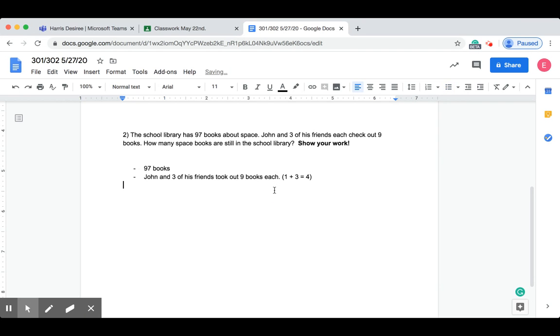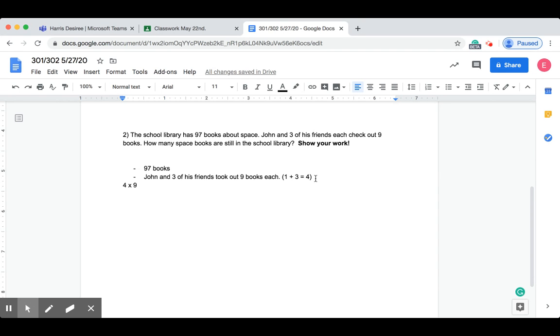And I know that they each took out 9 books. So when we see the word each, we know that all of them took out 9 books separately. So if 4 of them took out 9 books, I have to think of how I can solve how many books they took out. So I know 4 people took out 9 books. I would do 4 times 9.